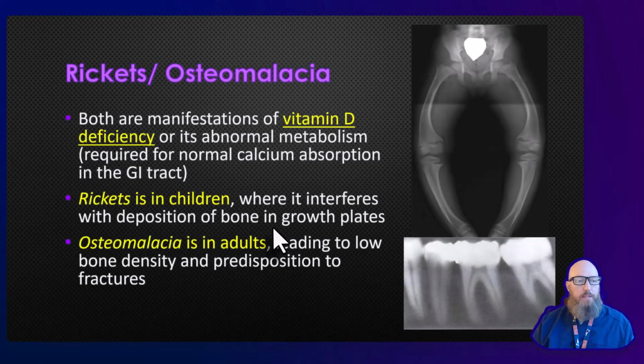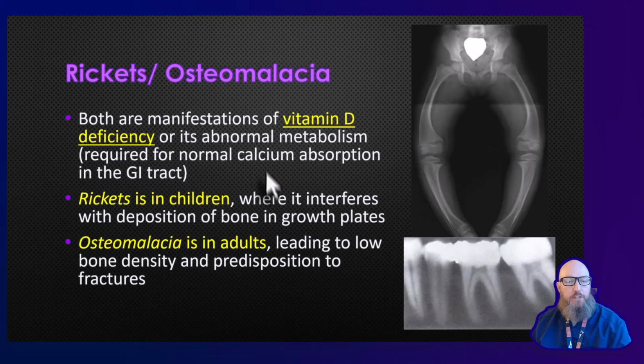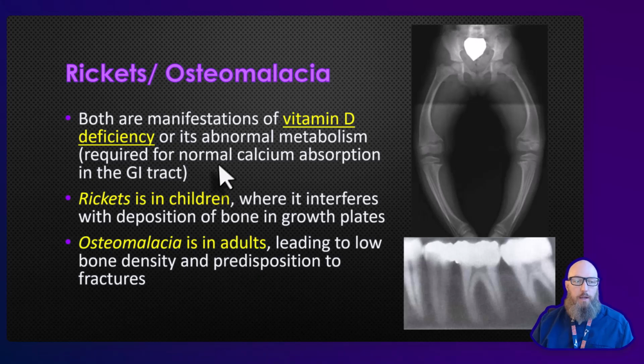So we should talk about rickets, osteomalacia. These are both manifestations of vitamin D deficiency. It's just that one is in children, rickets is in children, osteomalacia in adults. It can be related to abnormal metabolism. So in the last video, I talked about the metabolism of vitamin D.